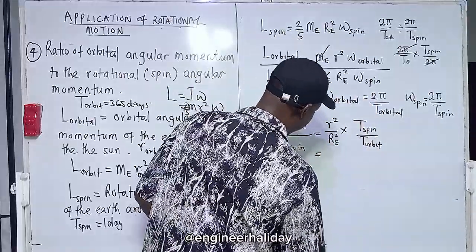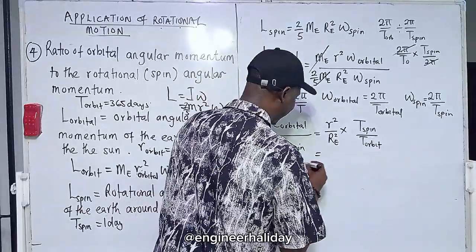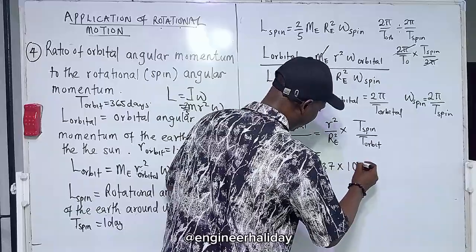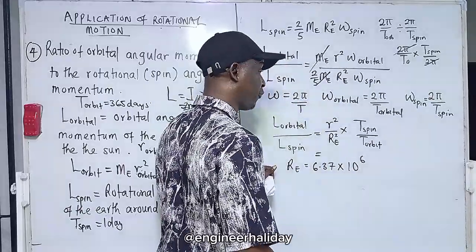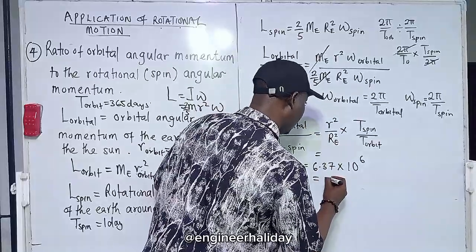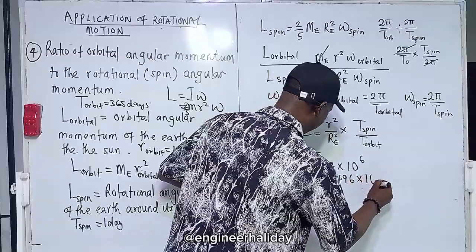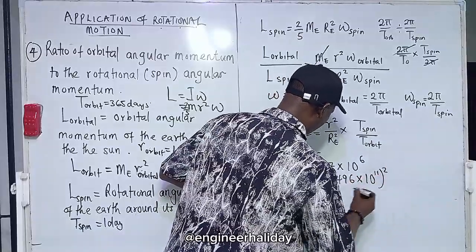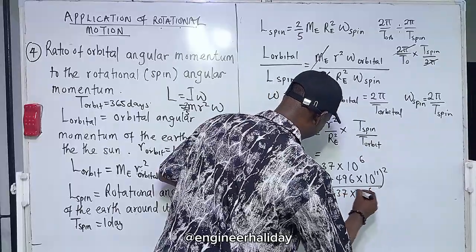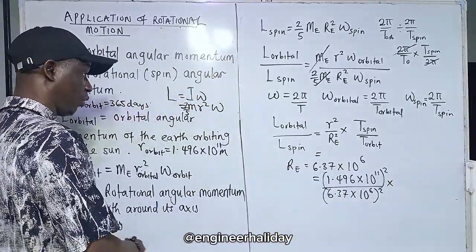So if you put the value there, let's substitute the value. The mean radius of the earth, RE, is what? It is equal to 6.37 times 10 to the power 6, approximately 6400 kilometers. That we know from longitude and latitude. So this one now will be what? 1.496 times 10 to the power 11. Press the calculator for me. All squared divided by 6.37, the radius of the earth, all squared times what? The T spin of the earth is for 1 day.